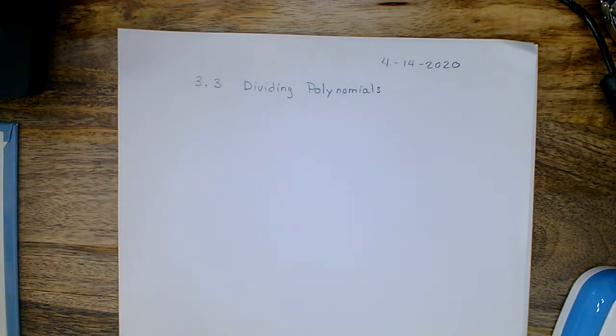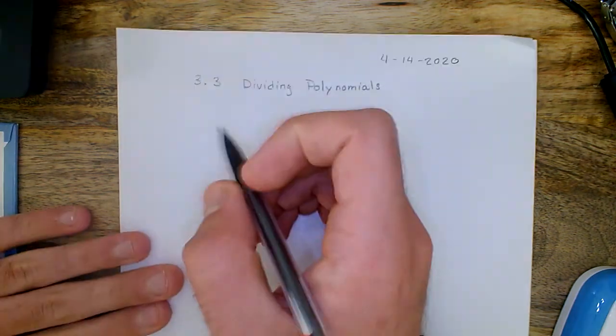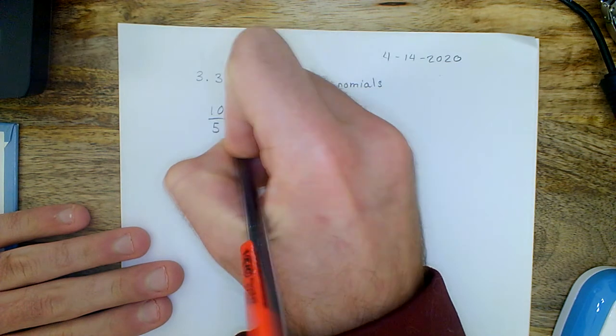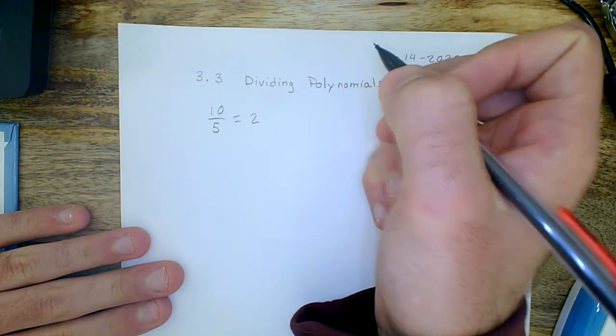Okay, so we've learned how to multiply them, add them, do composite functions. So now we're going to learn how to divide polynomials. First look at this example. It's pretty similar to dividing integers. So we know that 10 divided by 5 is equal to 2.